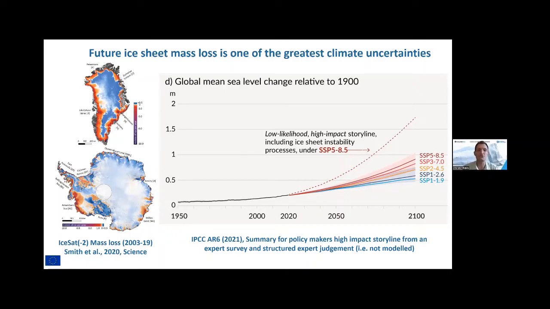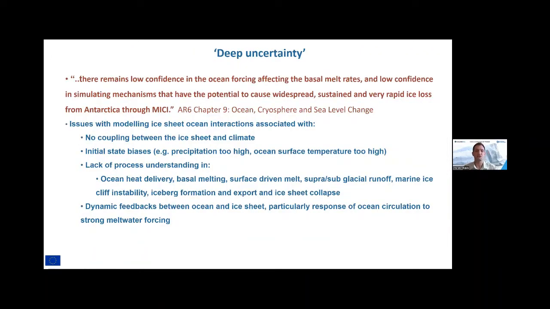So this represents a huge uncertainty with massive potential global impacts that is presently not well modelled for a variety of reasons. So here they effectively state this in the IPCC: there is deep uncertainty, and so there's low confidence in ocean forcing affecting basal melt rates. We know it happens, but we have low confidence in projecting it and in simulating the mechanisms that can cause rapid ice loss through marine ice cliff instability. So the main issue here is there's no coupling between the ice sheet and climate. They don't effectively talk to one another in climate models.